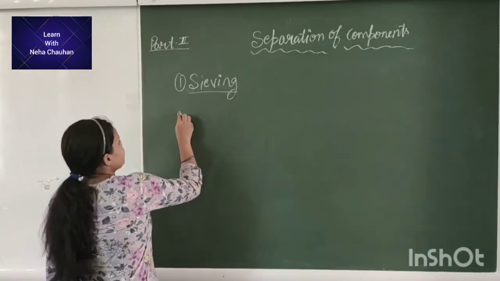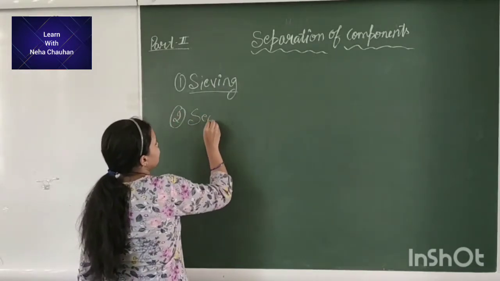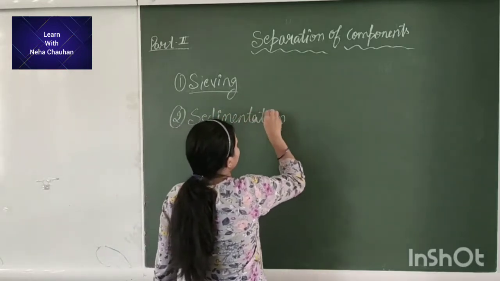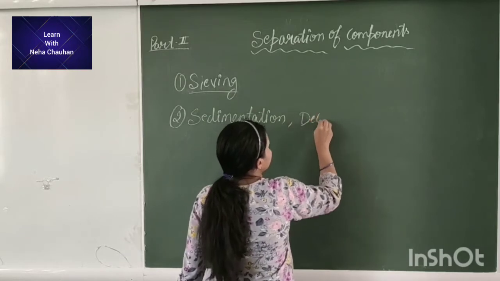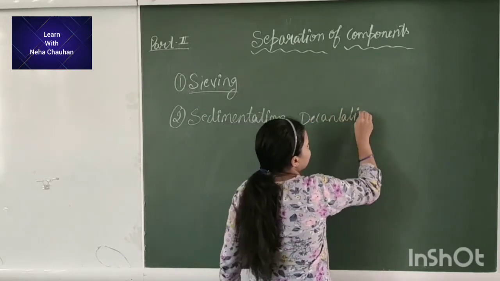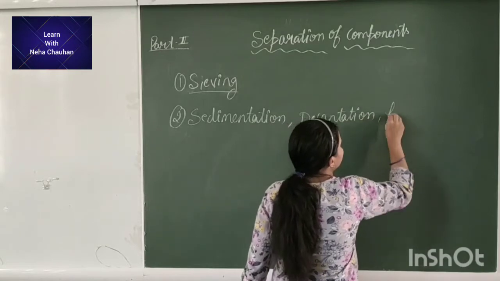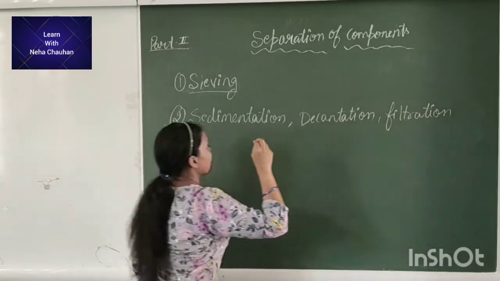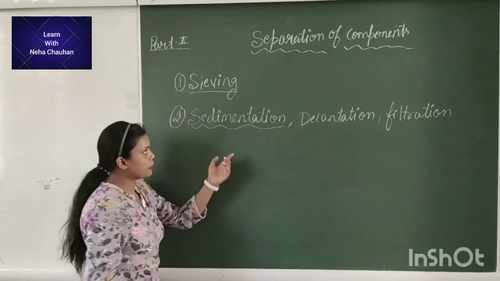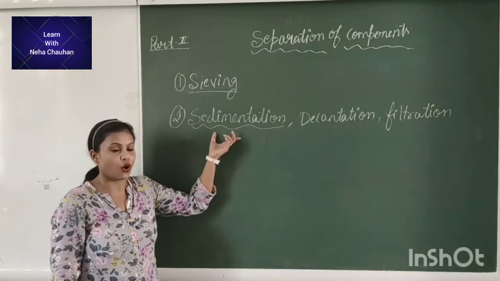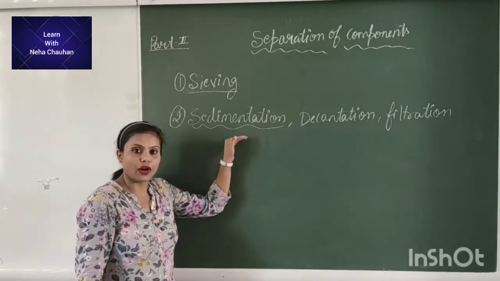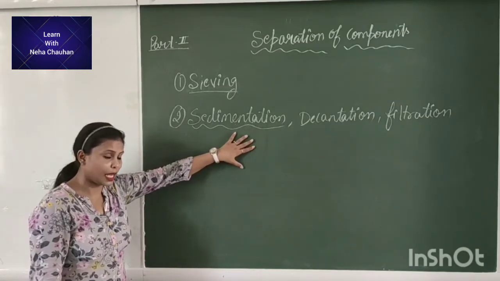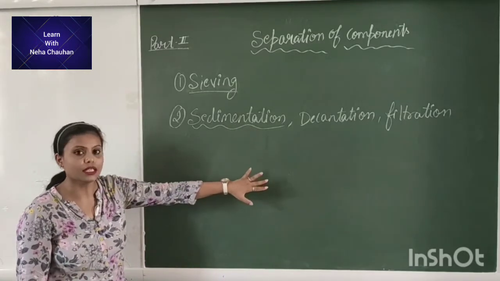Okay, next is sedimentation, decantation, and filtration. So what are these? First of all, sedimentation. What is sedimentation? Sedimentation is the process of settling down impurities at the bottom. That means if you leave your mixture for some time, all the impurities settle down at the bottom.